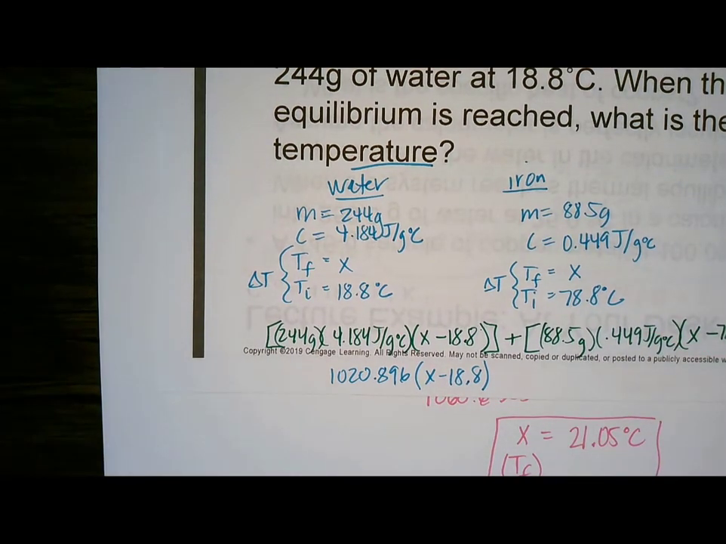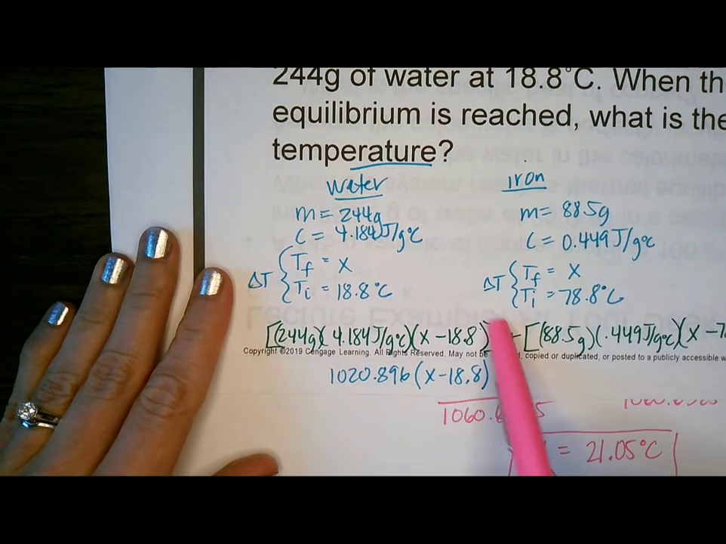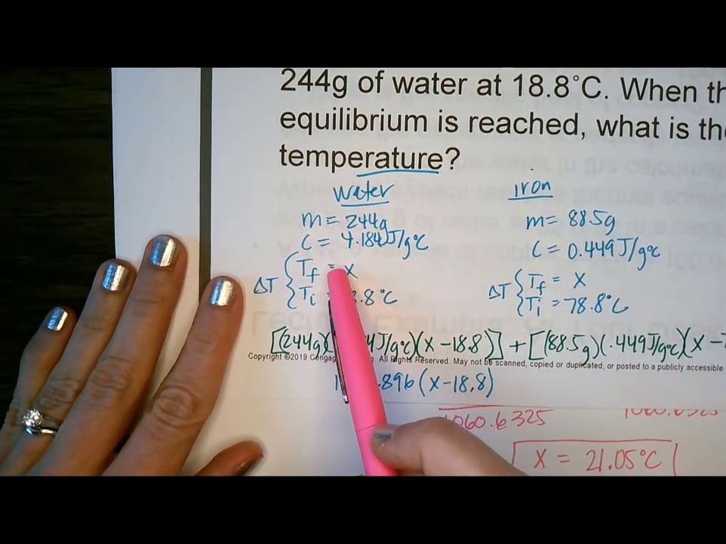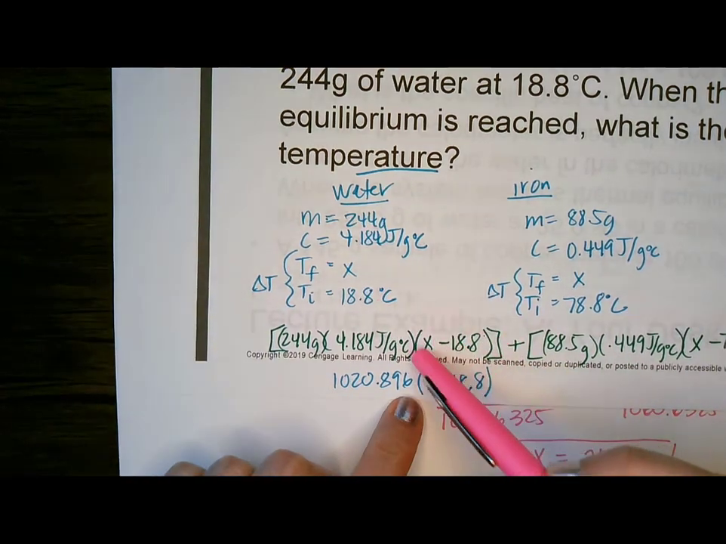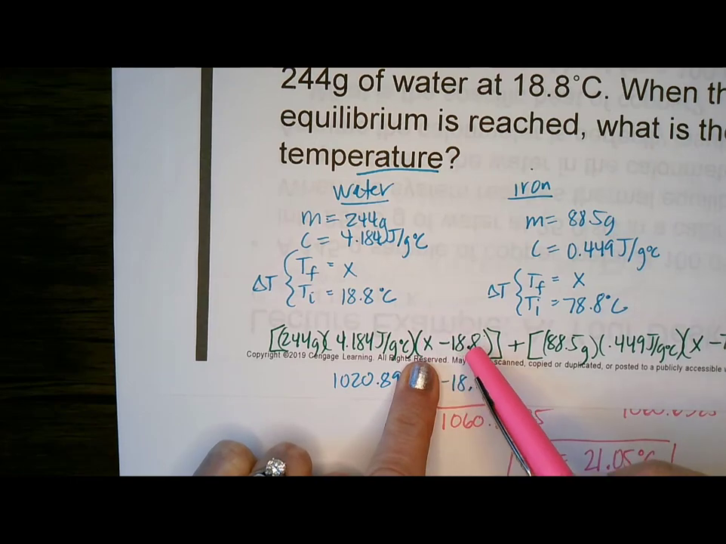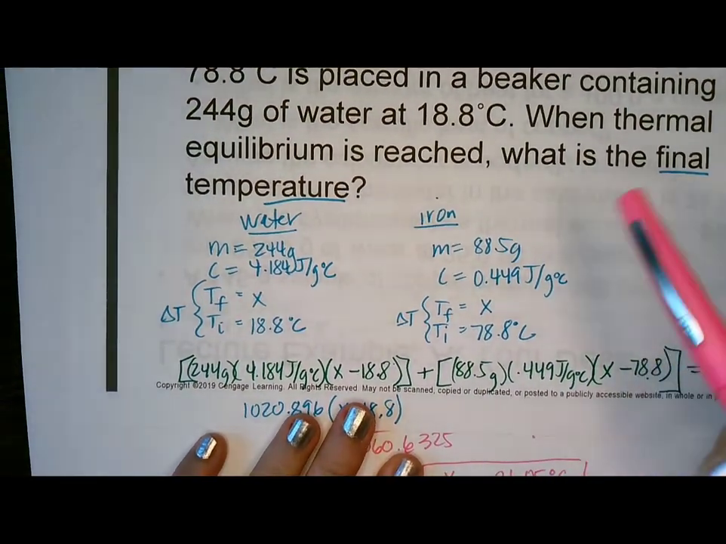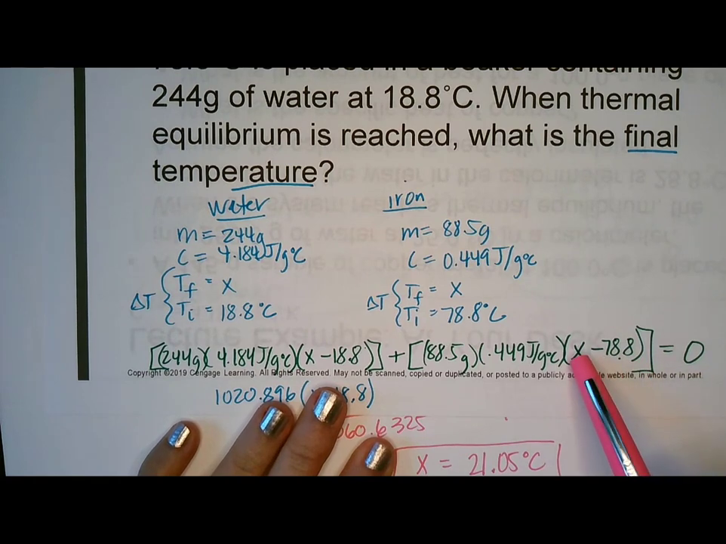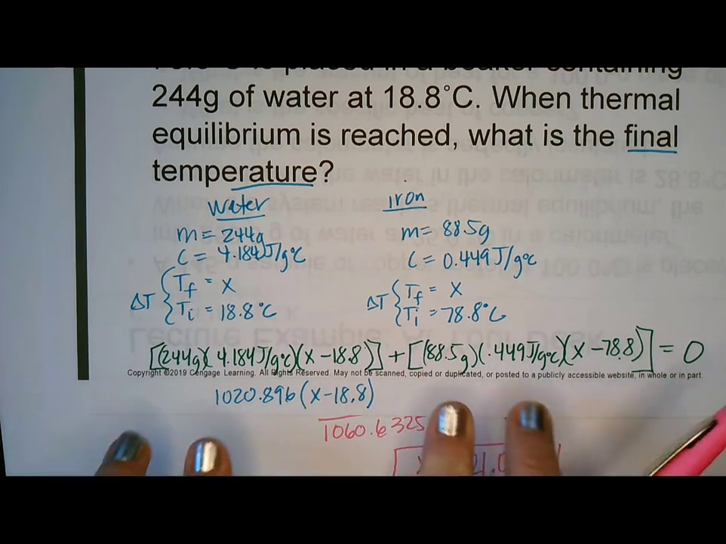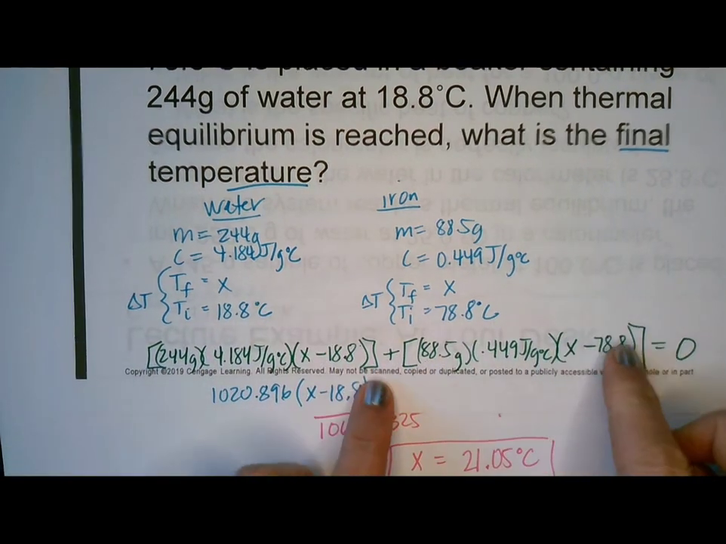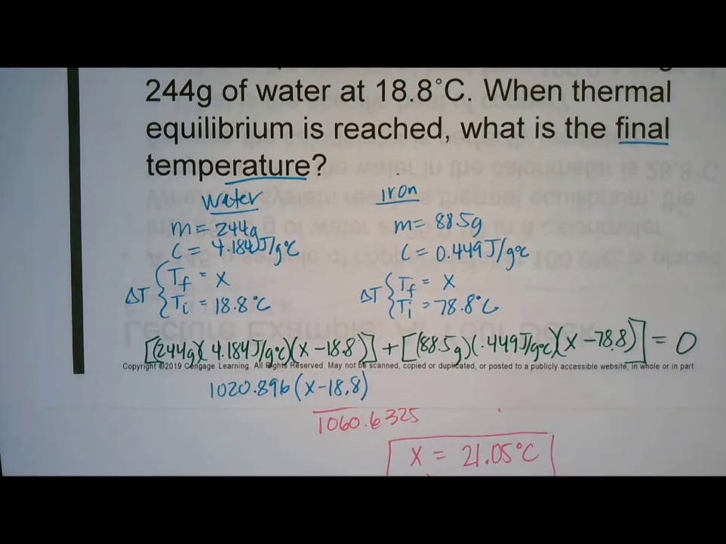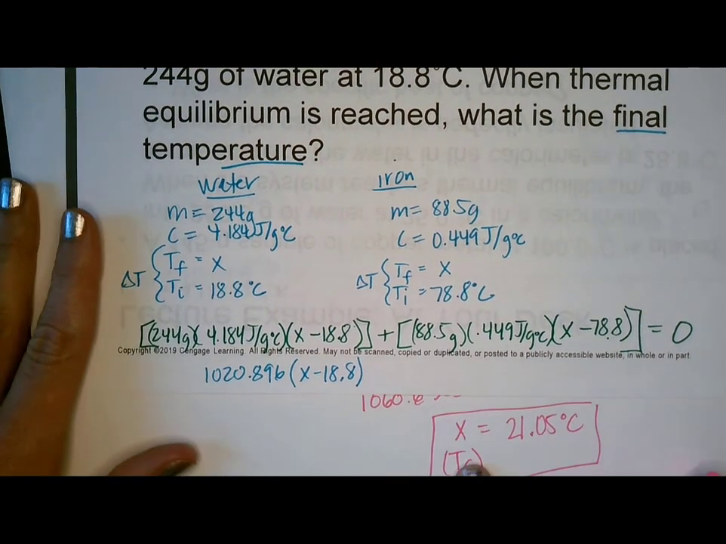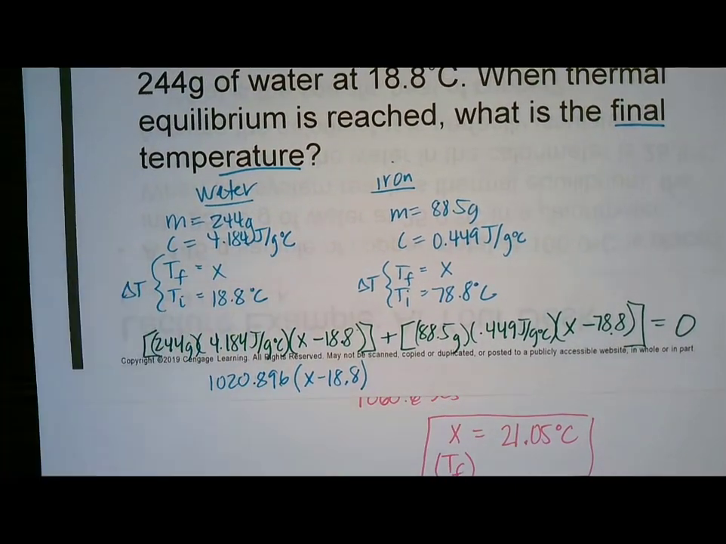So good work there. And again, we just went back and we said, okay, our final temperature is our x. It's the same for both of them. We know our M, our C, and our delta T. We just plugged in TF minus TI. Same with here. We know our M, our C, and our delta T. We just did x minus TI. We simplified as much as we could. We then distributed that into our x minus the initial temperature. And then we just did a whole lot of algebra and combining of like terms to find our x, which is our TF.